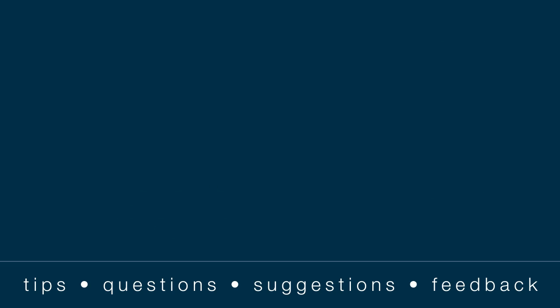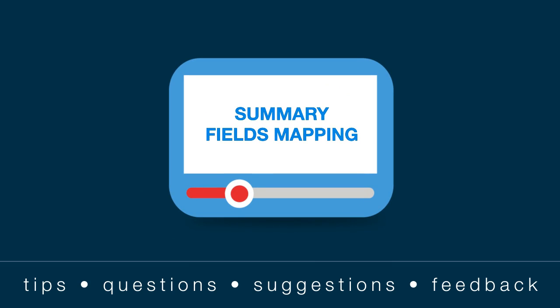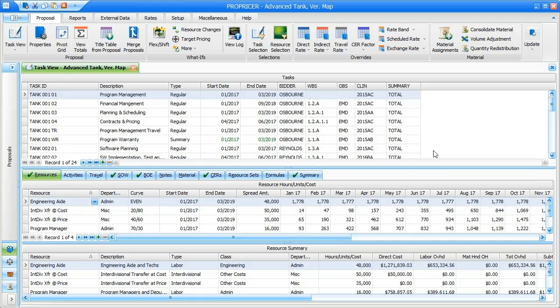Today, we are going to cover summary field mapping of the columns in your proposal. Summary field mapping was just added in ProPricer version 9.3.104. Okay, let's get at it.